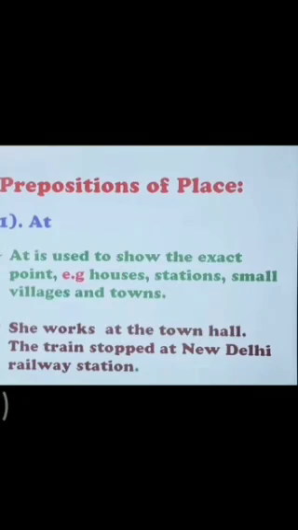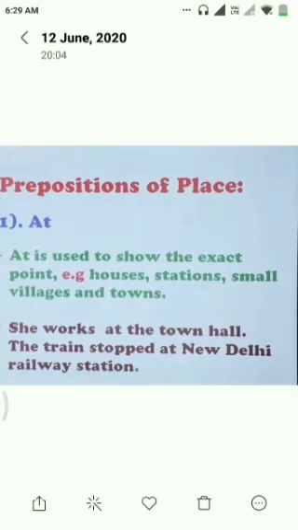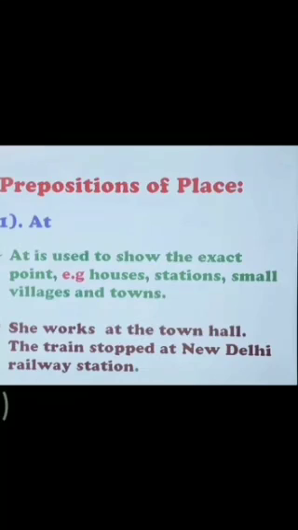Prepositions of place. First we have at. At is used to show the exact point. Example, houses, stations, small villages and towns. She works at the town hall. In the first example, at is used here as a preposition. The train stops at New Delhi railway station. So at is used to show the exact point or exact location.